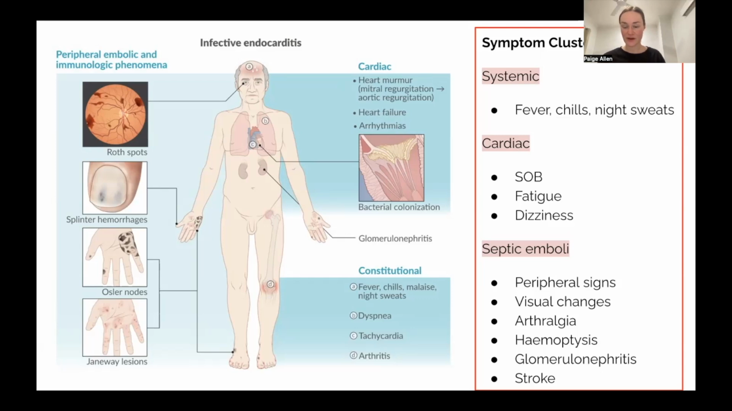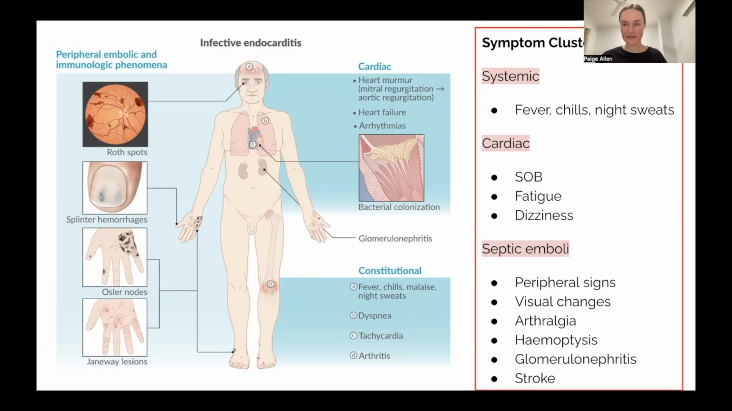You can get glomerulonephritis because the septic emboli can shoot off into the glomeruli. And then you can also get arthralgia because you can have septic emboli going off into the joints. So a little side story. I had a patient that was presumed to be admitted for septic arthritis. And then one day he started coughing up blood.